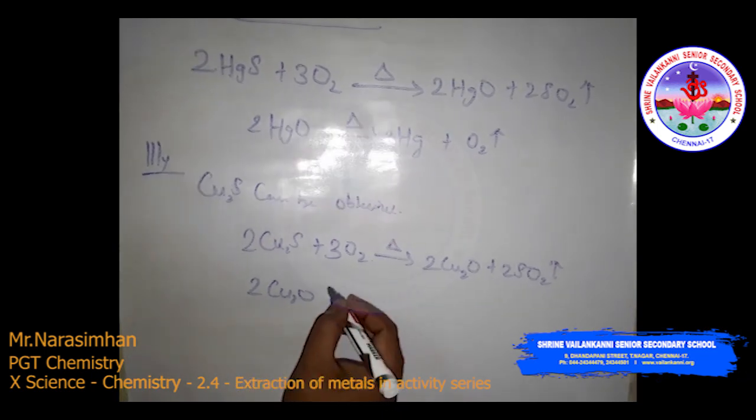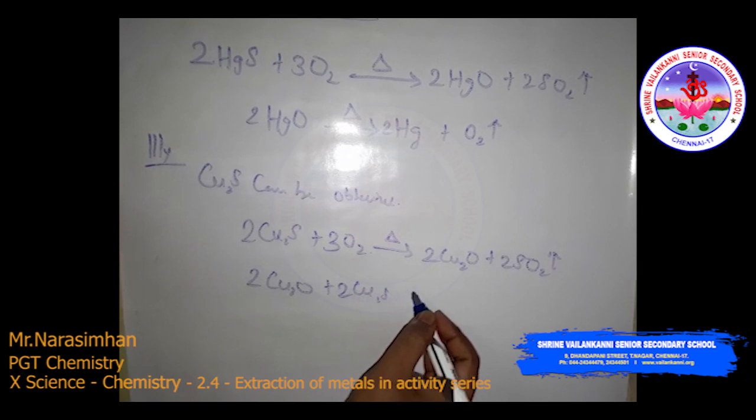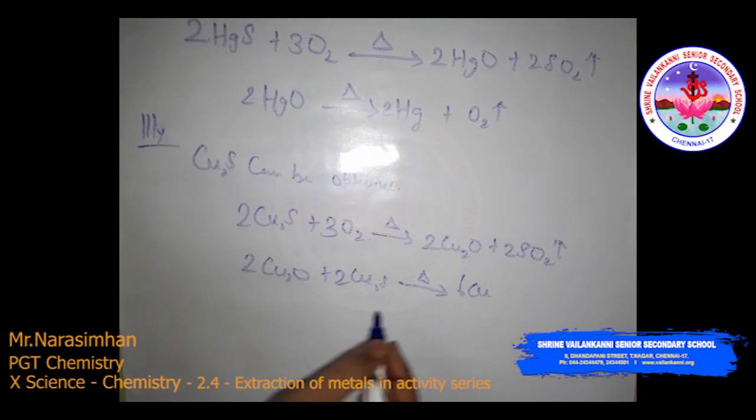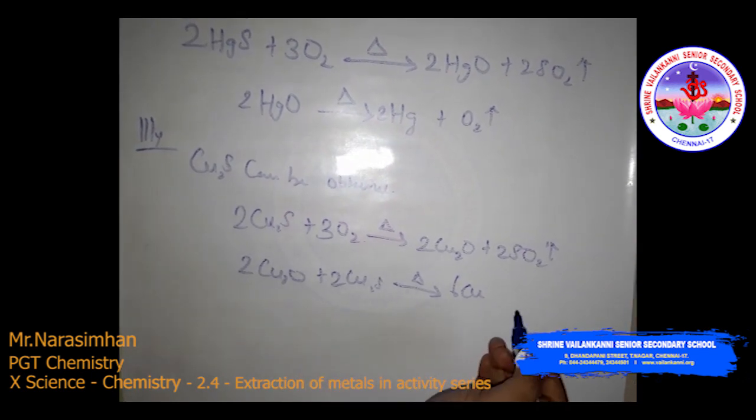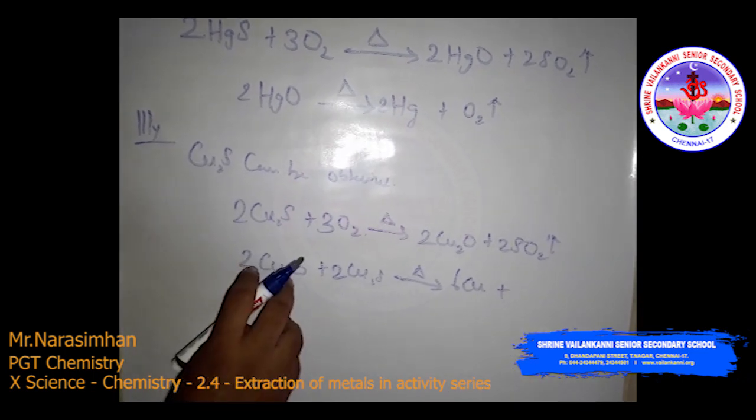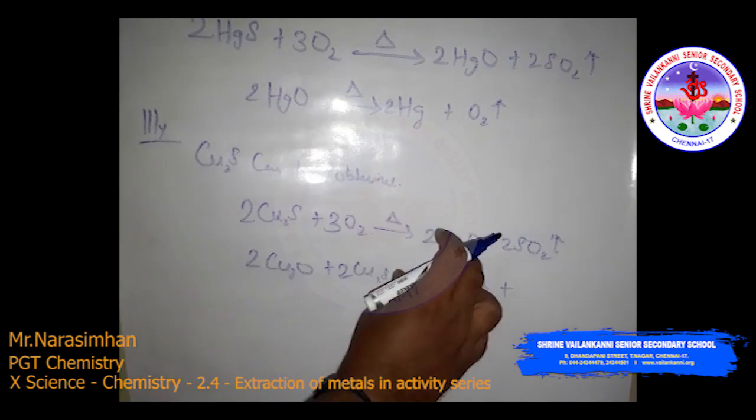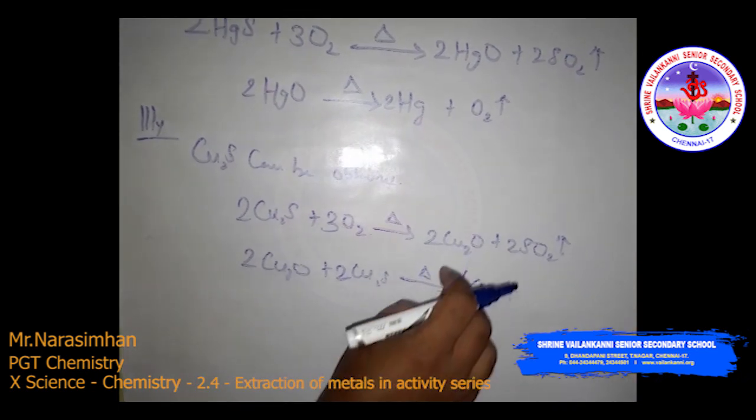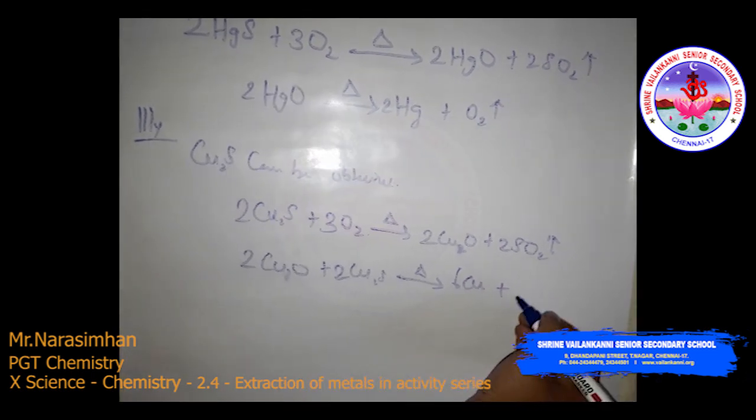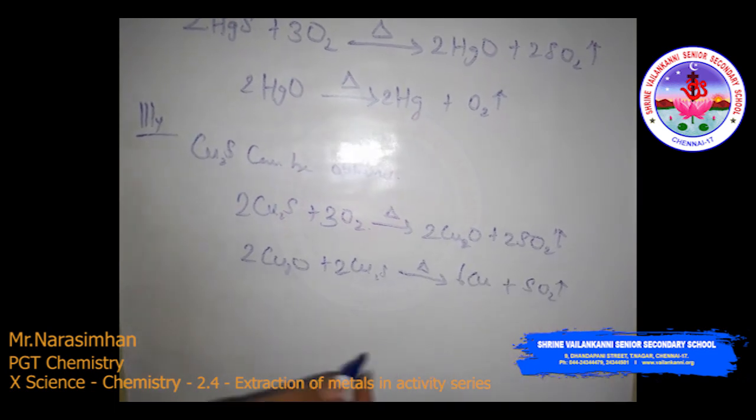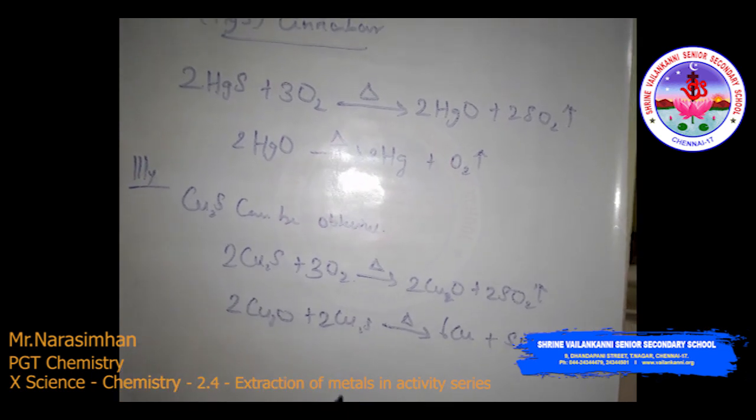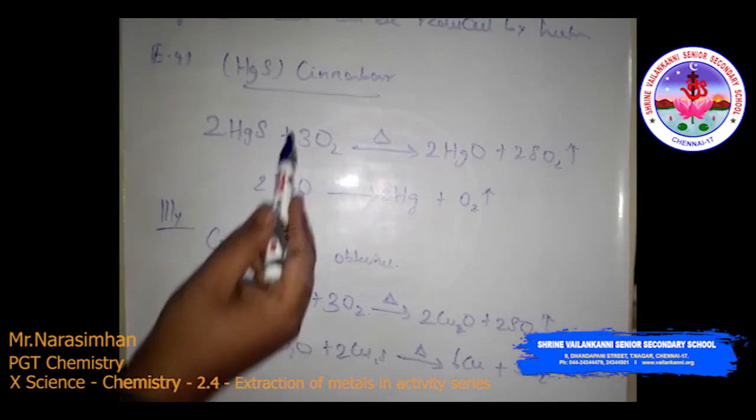oxide reacts with copper sulfide. You will get the pure copper, that is 6 moles of copper, and sulfur dioxide. So this is the process of extraction of the low reactive metals in this series. So this is mercury and copper.